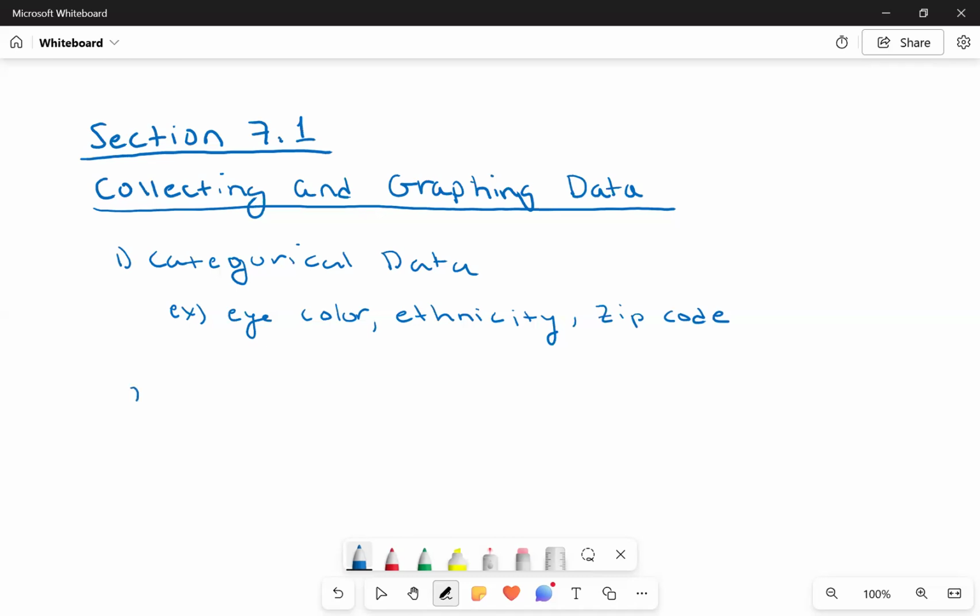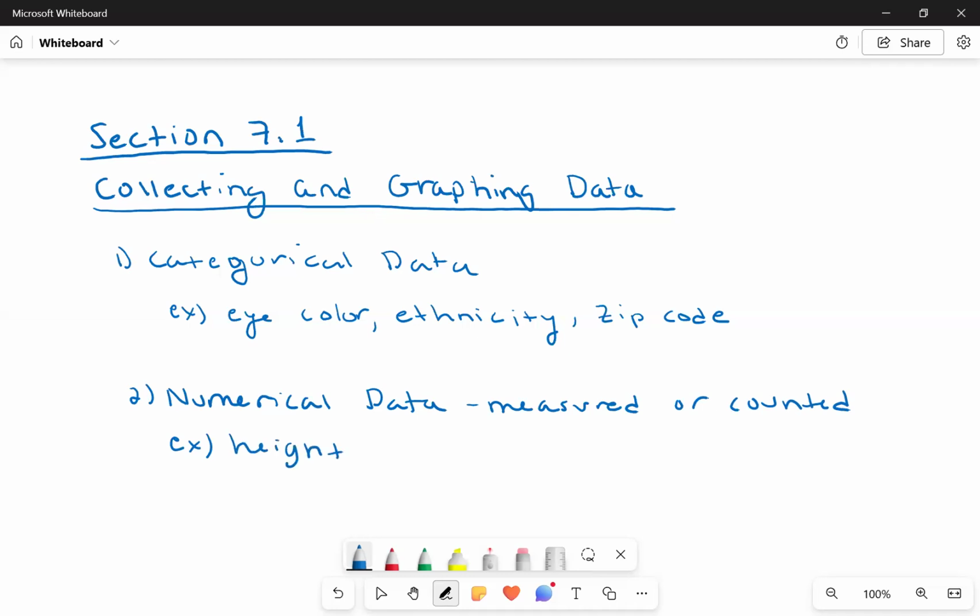The other type of data is numerical data. So this is actually measured data. That's the difference between having the data be like actually a number, like a zip code, and something that is actually measured or could be counted, which technically counts as a measure. Okay, so height, age, number of pets, those would all qualify as numerical data.